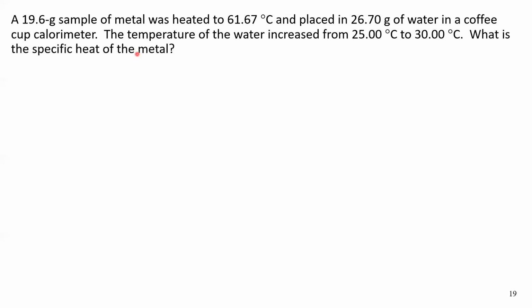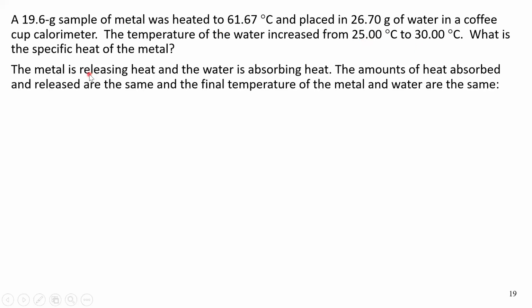All right, now this question is different from the questions we were doing before because now it talks about 2 different substances. So we're looking at an energy transfer problem. We need to decide what's losing energy and what's gaining energy, and then figure out what variables we have. The metal is going to be losing energy because it's at a higher temperature. The water is going to be gaining energy because it's at a lower temperature. The metal is going to release energy. The water is going to absorb energy or heat. The amount of heat absorbed and released is the same. So Q lost by the metal equals Q gained by the water. And the final temperature of the metal and the water will be the same.